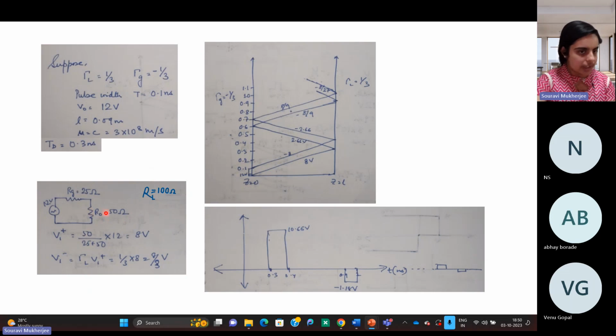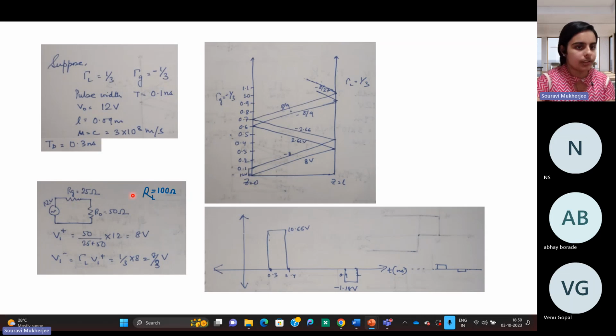Now, once you get R naught, this is the characteristic impedance of your transmission line. Now, you know the reflection coefficient at the generator end, right? So again, if you use this relation, you can find the resistance or impedance at the source side. By using this relation, you get the value of the resistance at the generator.